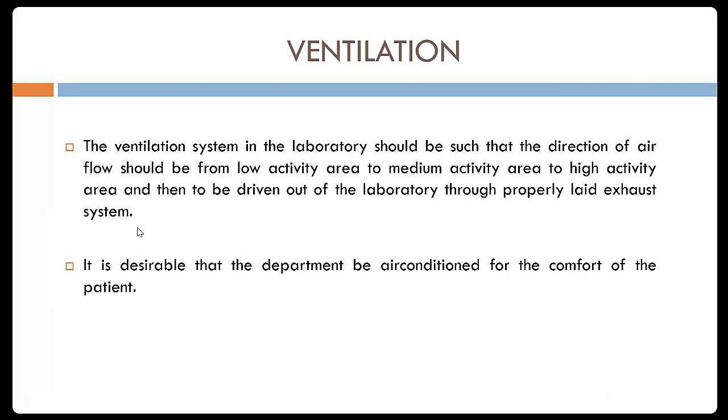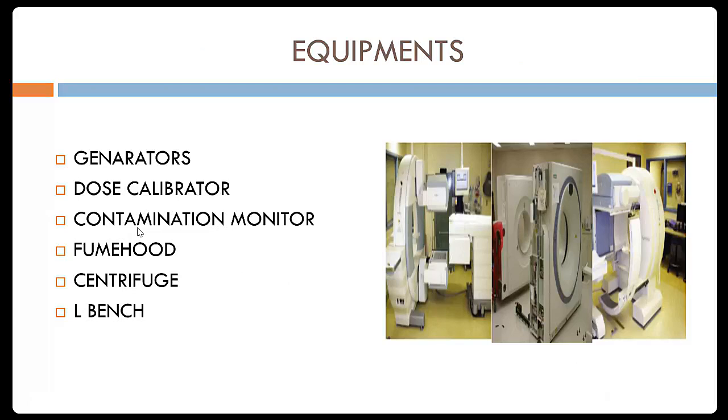There should be proper ventilation for the airflow. It should be from the low activity to medium to high activity area, and the air conditioning should be comfortable for the patient. And in the nuclear medicine department, there should be a generator, which we discussed, to produce the radiopharmaceutical, and there should be a dose calibrator. I'll explain what a dose calibrator is. Then we have the contamination monitor to check how much radiation dose is there, and we have a fume hood and centrifuge, lead bench.